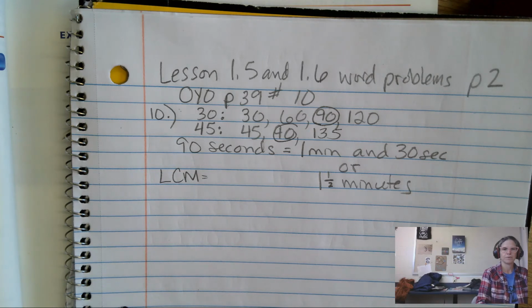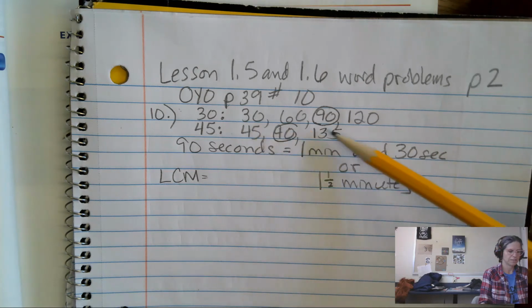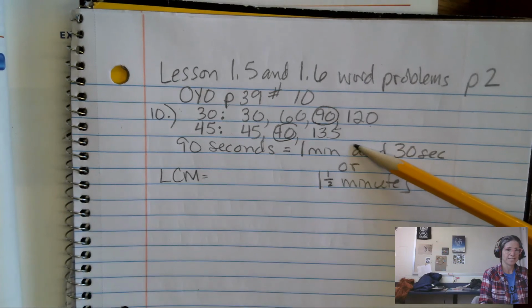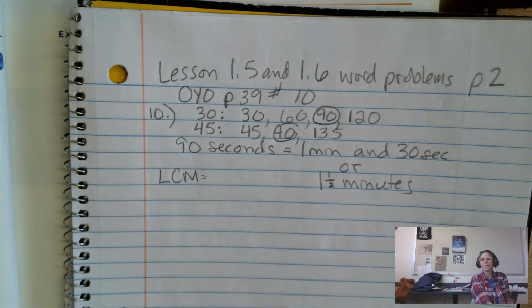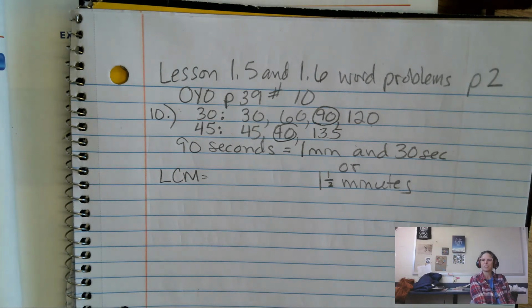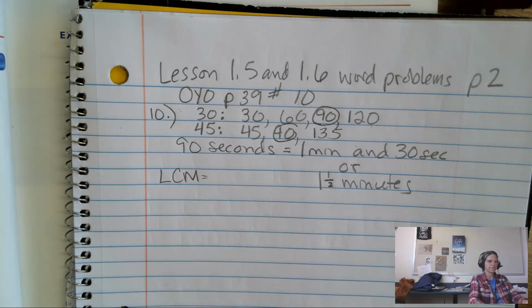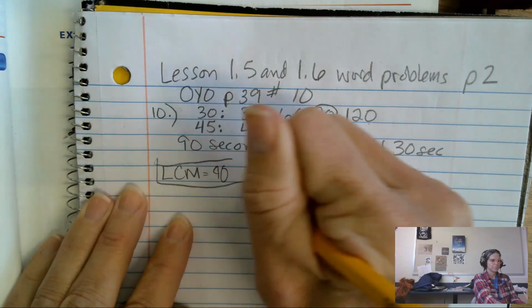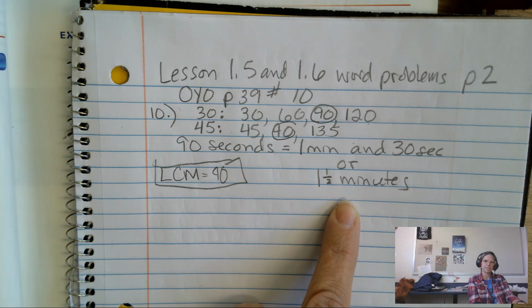Okay, so I listed my 30-second multiples: 30, 60, 90, 120. This is one stoplight, and then the other stoplight changes every 45 seconds. 45 times 1 is 45. 45 times 2 is 90. So then they're both changing at 90 seconds. They'll be the same every 1 minute and 30 seconds, or 1.5 minutes. Your LCM is this 90, but the question asks how many minutes it will be. It'll be every 1 minute and 30 seconds, or a minute and a half.